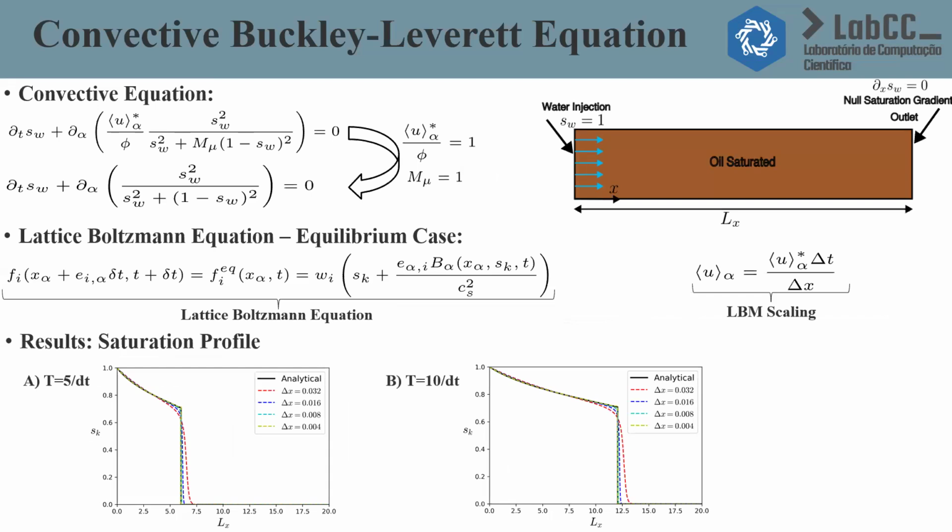Here is the problem. In this case, I consider the same linear reservoir, with an average velocity equal to 1 and a viscosity ratio equal to 1. Here is the Lattice-Boltzmann equation, and I will scale the velocity by delta t divided by delta x. Simulating this problem, I plot the saturation profiles for 2 different times, and we can see that when we double the mesh, refining the lattice-Boltzmann grid, the results converge to the analytical solution of the problem.